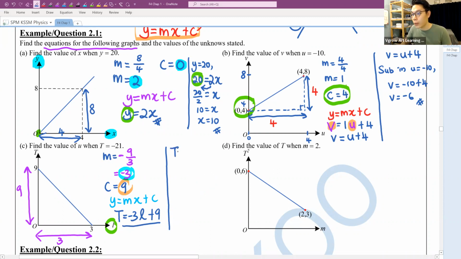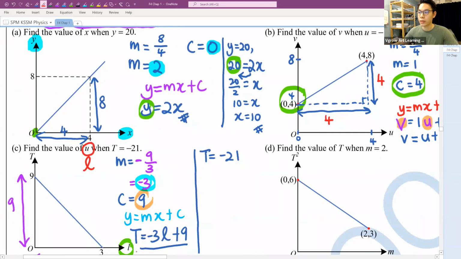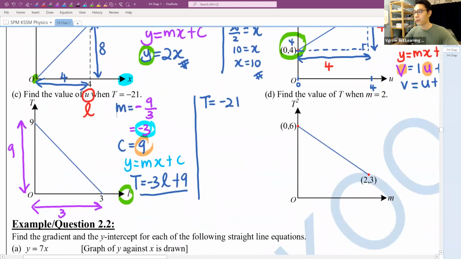Now we are going to find out what is the value of u when t is -21. Oh, sorry, there's a typo. Can you guys change the u to an L? You see in this question, this one is u, right? Can you change it to L? Sorry, typo. Okay, so t is -21. We're looking for L.